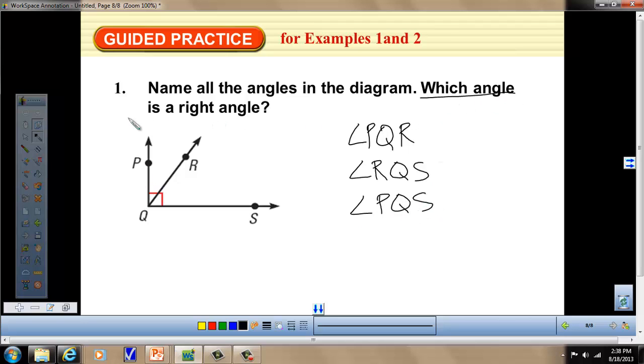Now it did say which angle is the right angle. That's the one that's 90 degrees. That's the one that has the box here to show that it's 90 degrees. So PQS is a right angle. Okay.